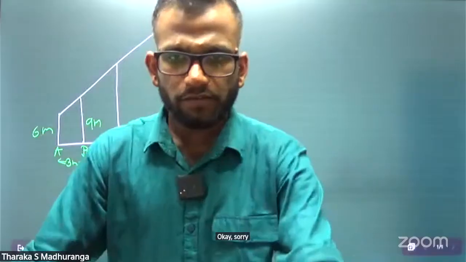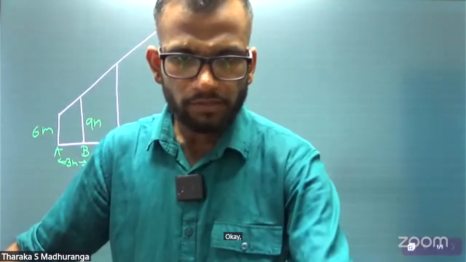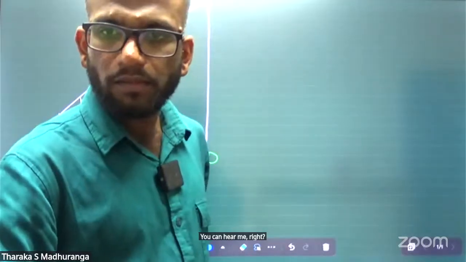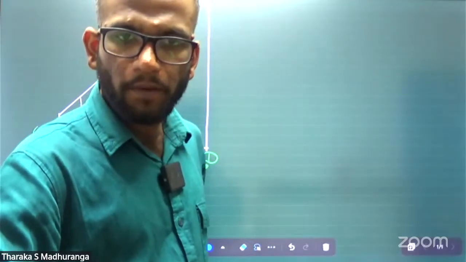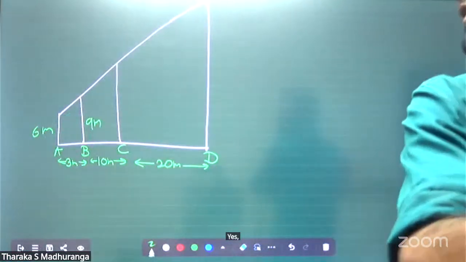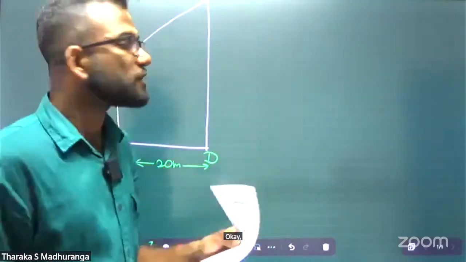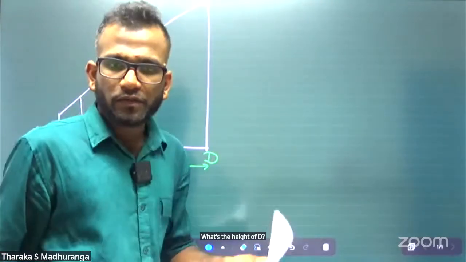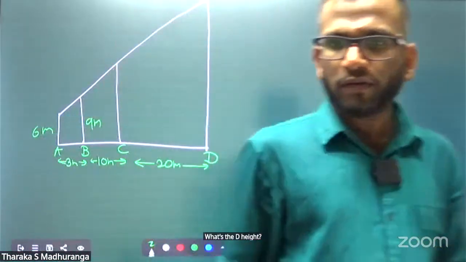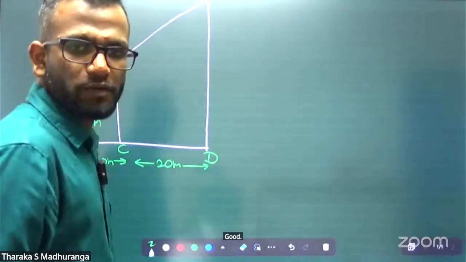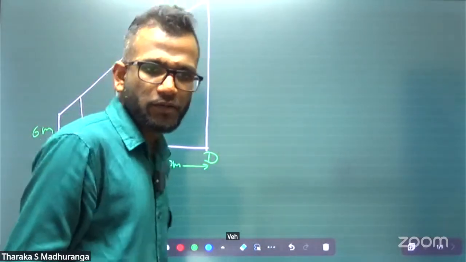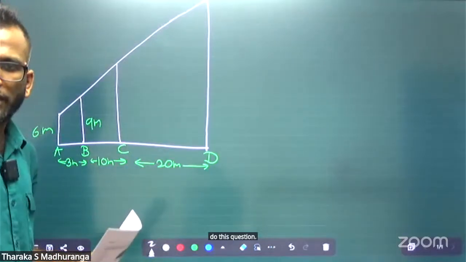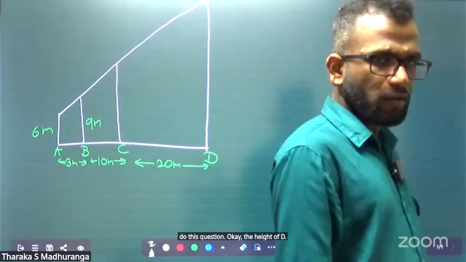Okay, sorry, there was connection issue. Okay, are you done? Can you hear me, right? You can hear me, right? Abir? Yes. Where we discuss this one. Okay, are you done? What's the D height? What's the height of D? What's the D height? Good. Others, Fatima, Rehlan, what's the height of D? You had enough of time to do this question. Okay, the height of D. Okay, they are. It is given.